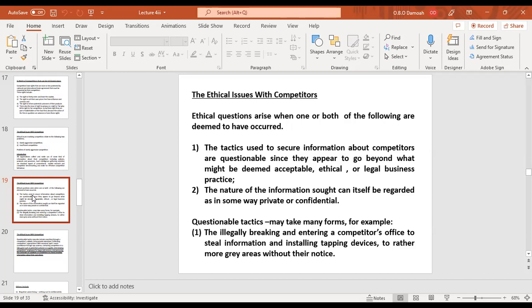So if you look at it, these are questionable tactics that competitors may use, which are considered unethical, as follows. Number one, illegally breaking and entering competitors' offices to steal information, right? Installing tapping devices, yep, to ride up more gray areas without notice. These issues are all important. A master's degree is very important. So we are educating you to become good managers.